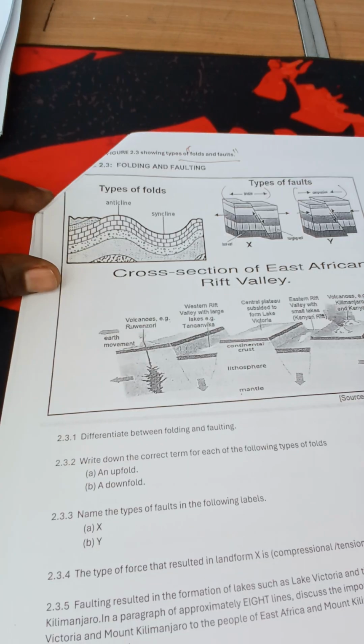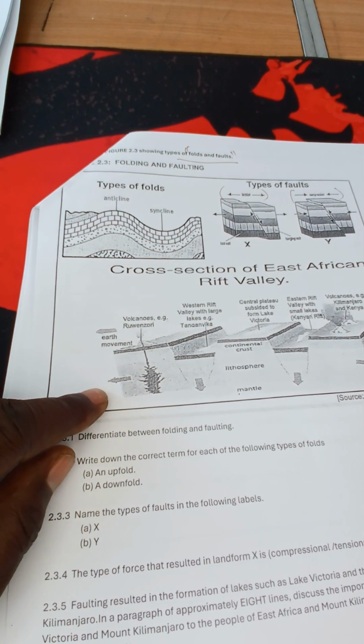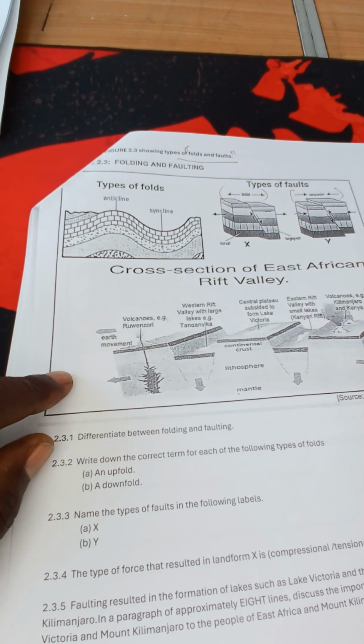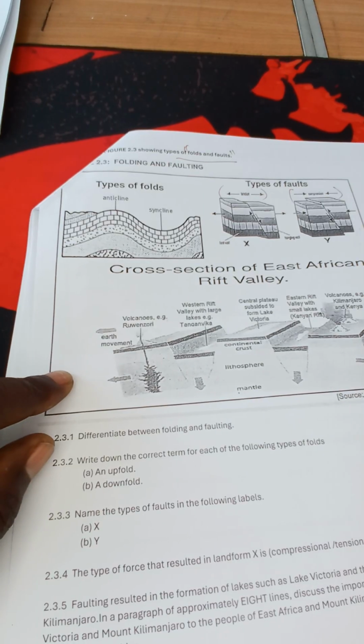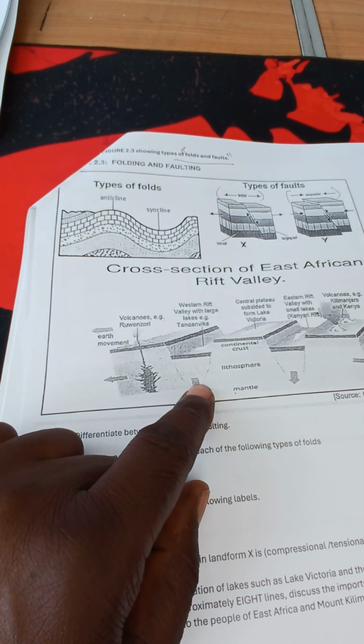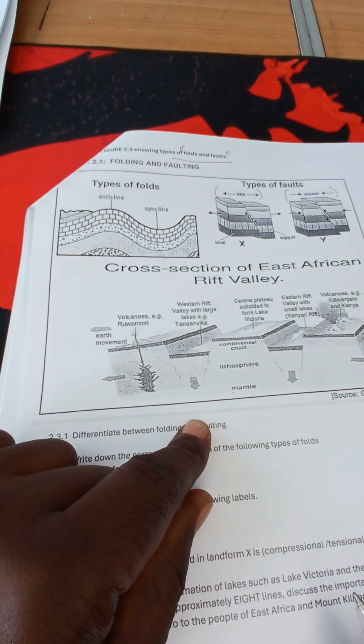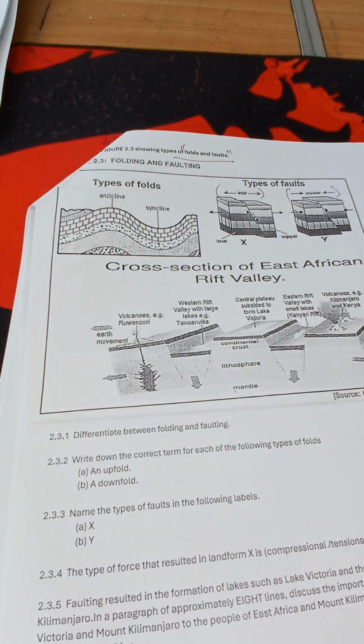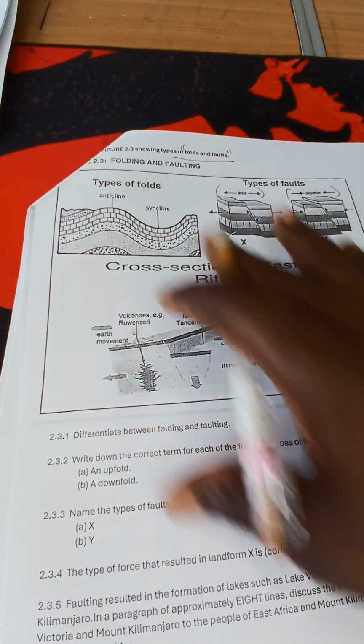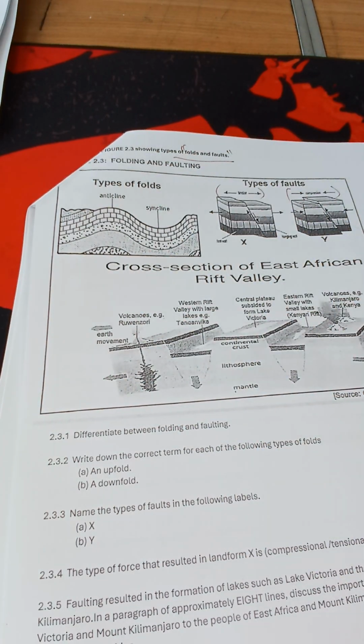So you can also see from here, this force shows compression moving toward this side and toward that other side. Of course, when it moves towards the other side, this displaces downwards. That's part of the cross-section of the East African Rift Valley. So these are the different examples that you're supposed to apply as far as your folding and faulting is concerned. Let's go through the questions so that we do not waste time.